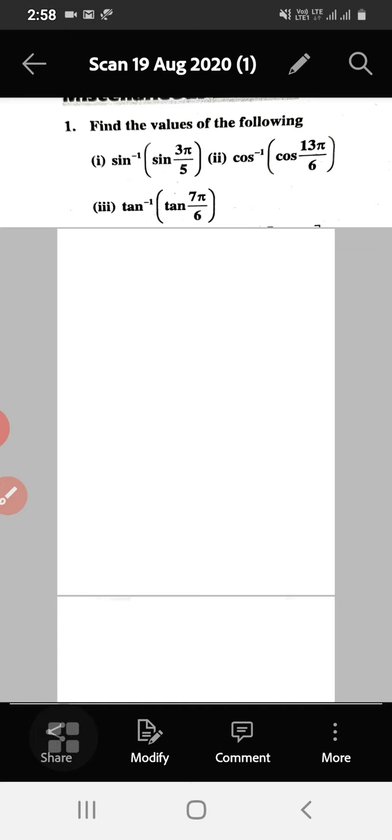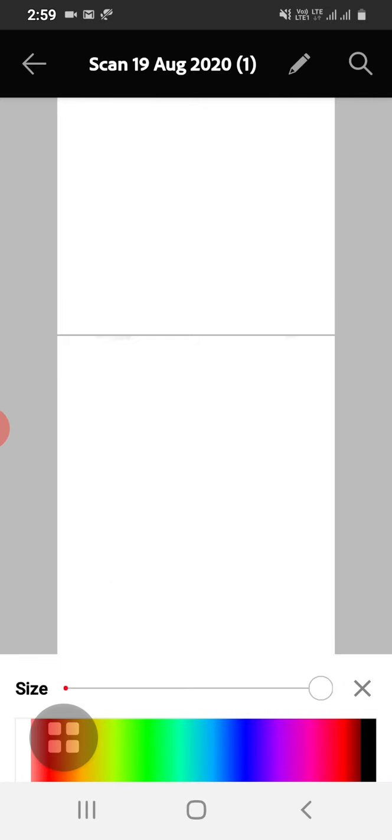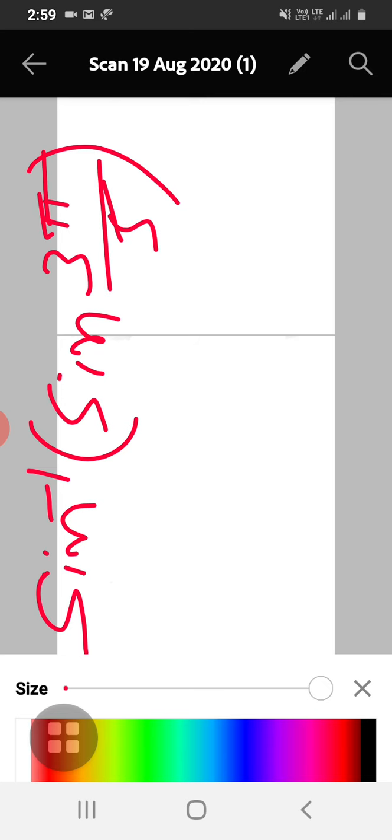I will consider the first problem. What is the function given? Find the value of the following. Observe carefully: sine inverse of sine 3 pi by 5. What is the value?